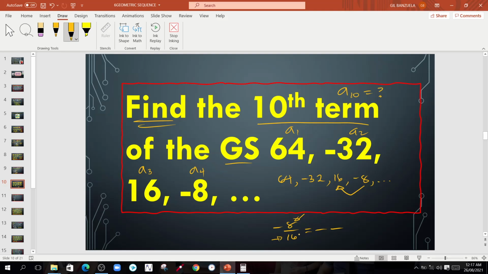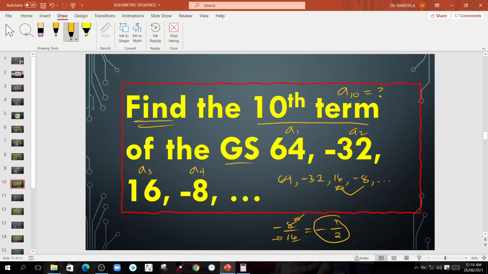Lowest term natin. So, there is a relationship between 8 and 16, di ba? So, they are both divisible by 8. Okay? So, let's simplify. How many 8 are there in 8? Of course, there are 1. How many 8 are there in 16? Of course, there are 2. So, therefore, the lowest term of negative 8 over 16 is negative 1/2.